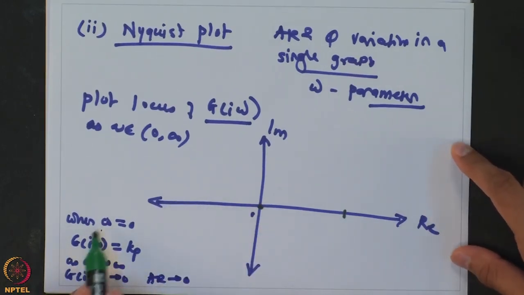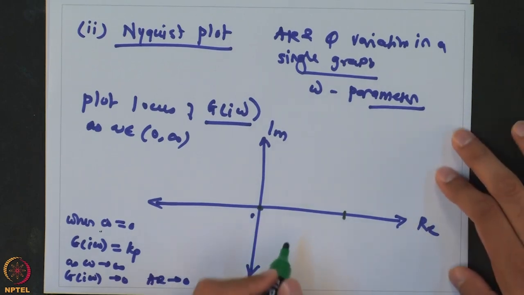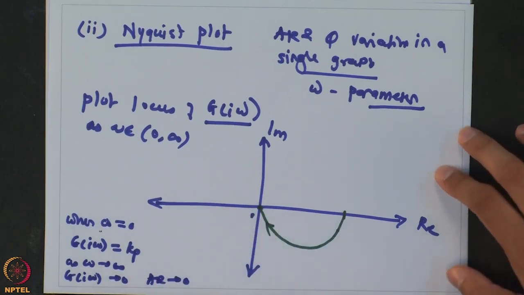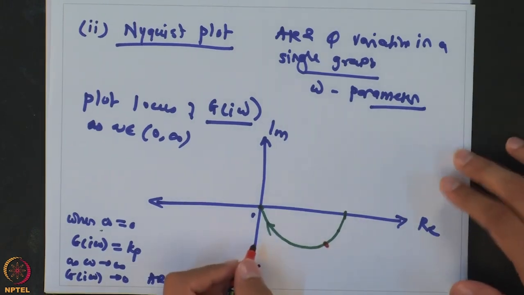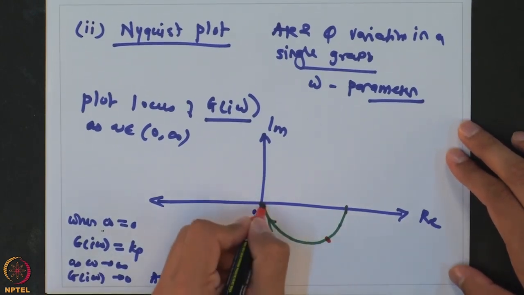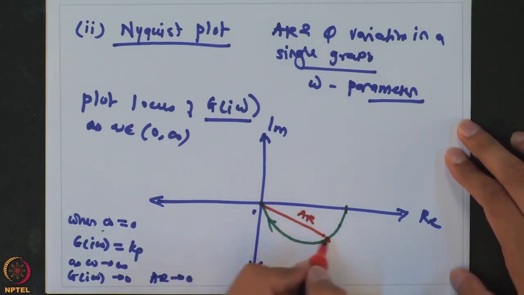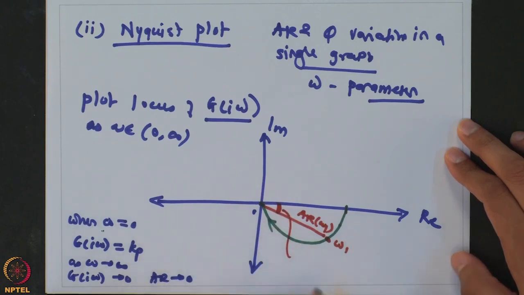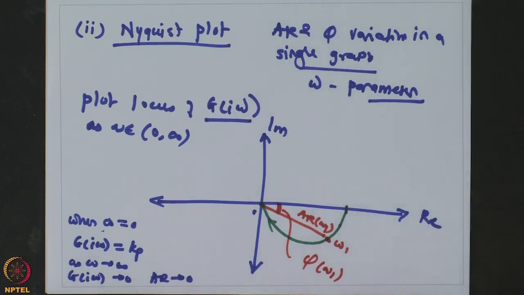However, for all values of omega between 0 and infinity, the phase is always going to be negative, and the maximum phase magnitude is going to be 90. So the trajectory will look like this as you increase omega. At any point in this graph, say this particular point, it will have a certain frequency, and the distance of this point from the origin is the amplitude ratio at that frequency. If this is omega 1, this is AR of omega 1, and this particular angle will tell me the phase at omega 1. So using a single figure, we can represent the entire frequency response, and this is known as a Nyquist plot.